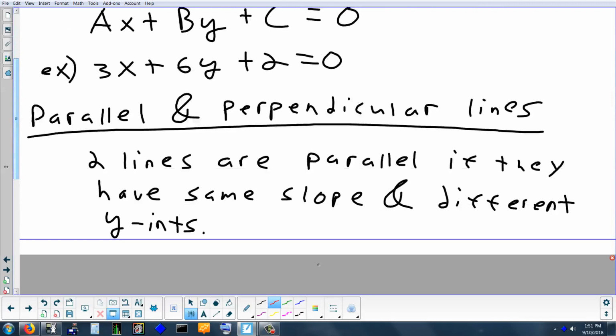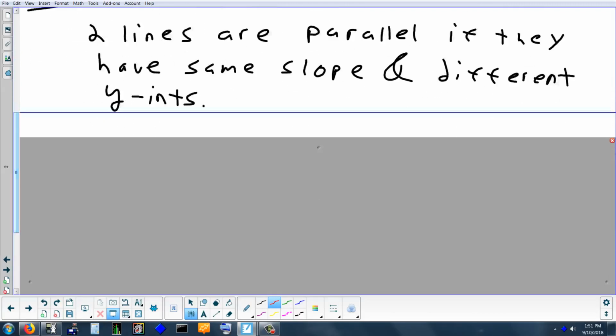All right, so parallel and perpendicular lines. Two lines are parallel if they have the same slope, but they have to have different y-intercepts. If two lines have the same slope and same intercept, they wouldn't be parallel. What would they be? Yeah, that's the same line. So you got to have same slope, different y-intercept.